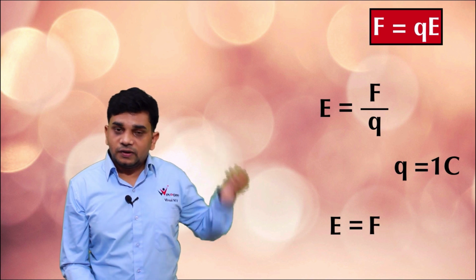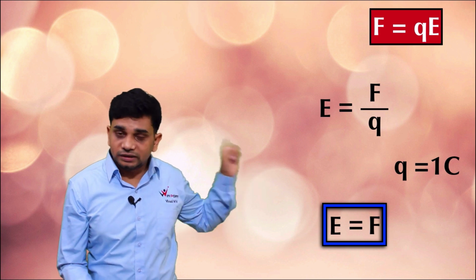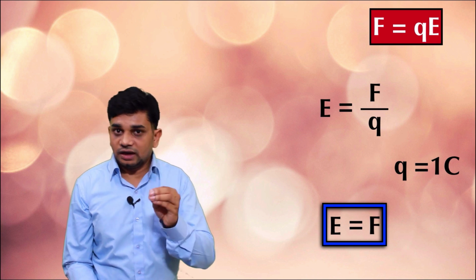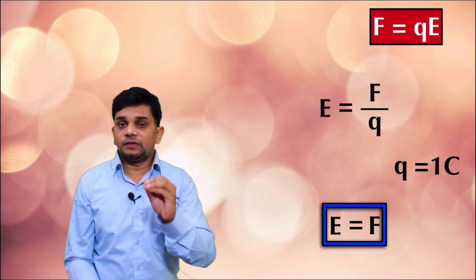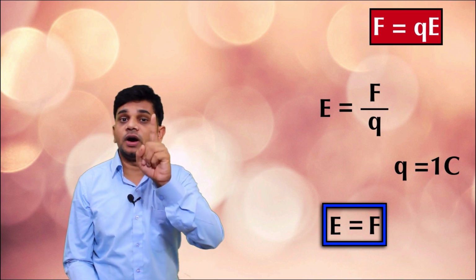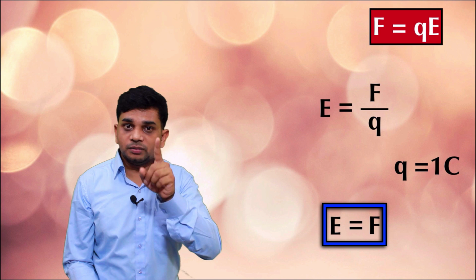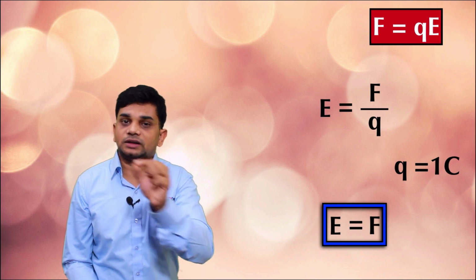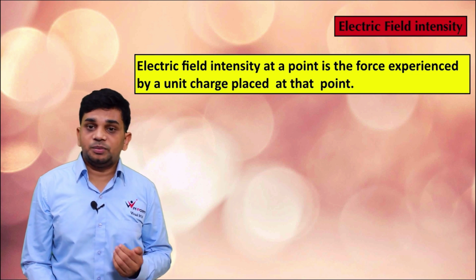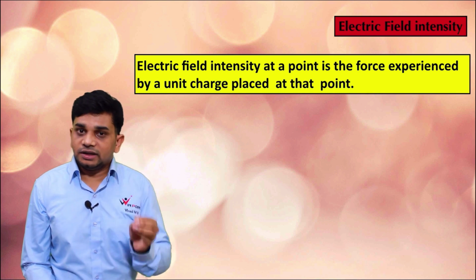So now let us define electric field intensity because it is equal to force. Electric field intensity is equal to force in this case. It is the force experienced by a charge of 1 coulomb at that point. Electric field intensity at a point is defined as the force experienced by a charge of 1 coulomb at that point. If you are placing a charge of 1 coulomb at a particular point, the force will be equal to electric field intensity. Electric field intensity at a point is the force experienced by a unit charge placed at that point. This unit charge is known as test charge.